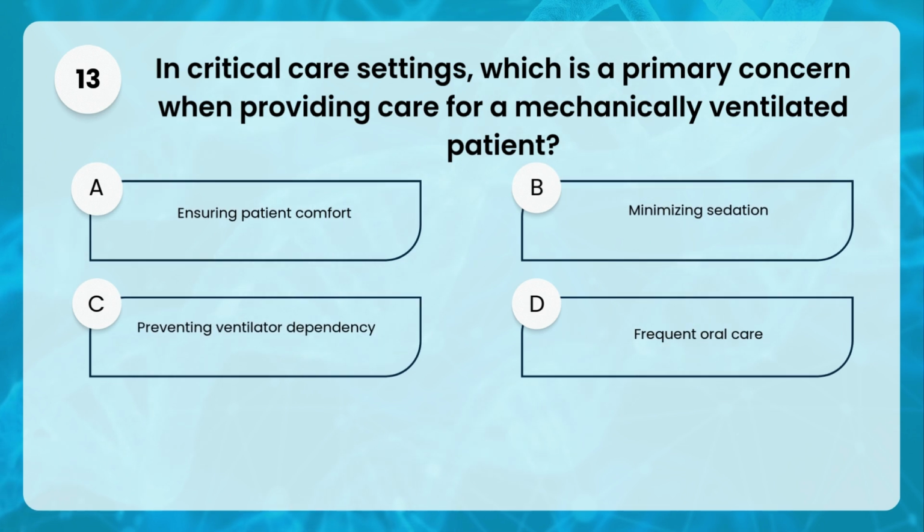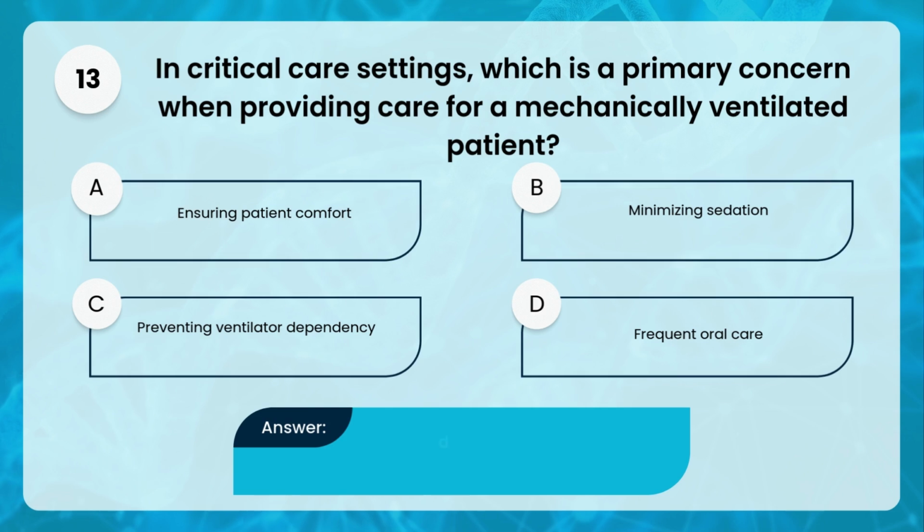Number 13. In critical care settings, what is the primary concern when providing care for a mechanically ventilated patient? A. Ensuring patient comfort. B. Minimizing sedation. C. Preventing ventilator dependency. Or D. Frequent oral care. The answer is D. Frequent oral care.